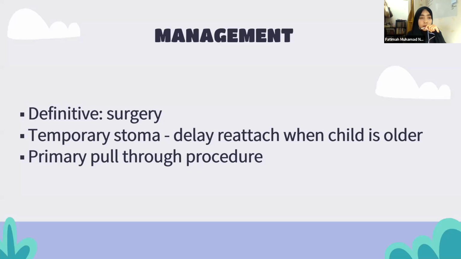So the management of Hirschsprung disease is surgery, in which there needs to be removal of the affected segment of the colon, and a temporary stoma can also be delayed when the child is older. We need to do a primary pull-through procedure in patients with Hirschsprung disease, in which when the affected colon is removed, there will be an anastomosis between the section of normal bowel and the rectum. Okay.